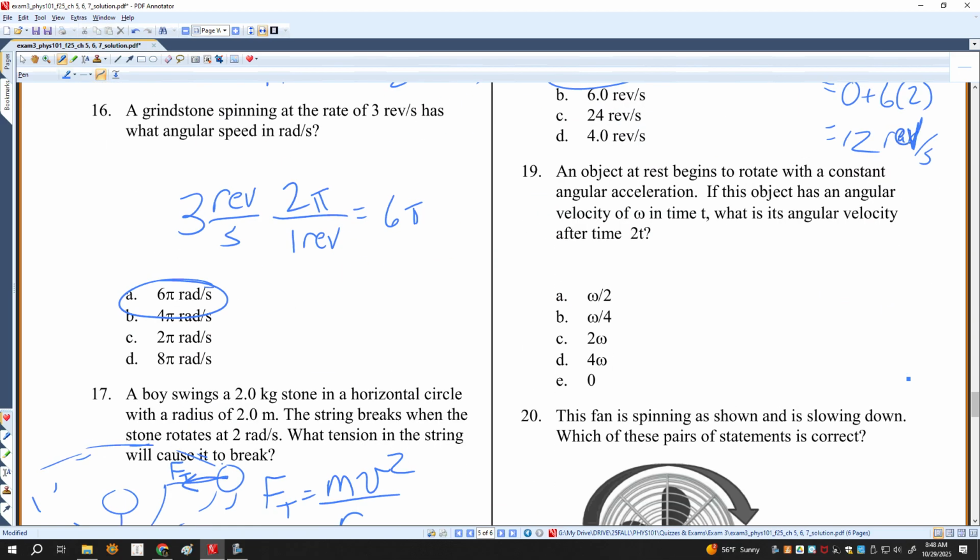Okay, this was straight from the concept test too. If an object has an angular velocity of omega in time t, what is its angular velocity in 2t? And also it's initially at rest. I know this is true. This is 0, so it goes away. So omega equals alpha times t. If I double my time, I double my omega. So C is the right answer for number 19.